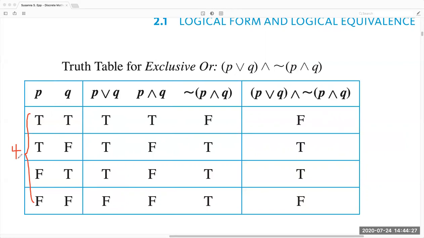So either P is true or false, either Q is true or false. So in total, there are 4 possible outcomes here for P and Q. So there are only 4 possible inputs, and then there are only 4 possible outputs. And then we look at it one by one. So how can we look at this one by one? First of all, we look at this one. This is the first one. Then the second one is this one.